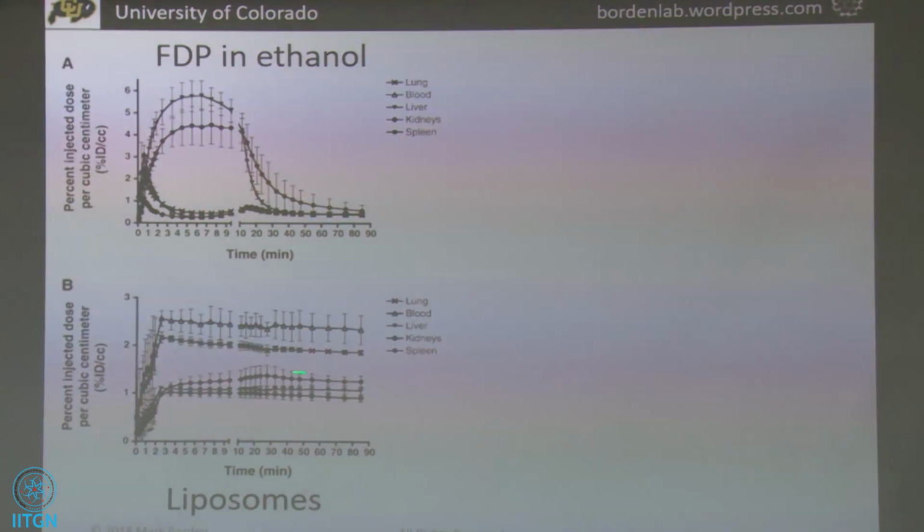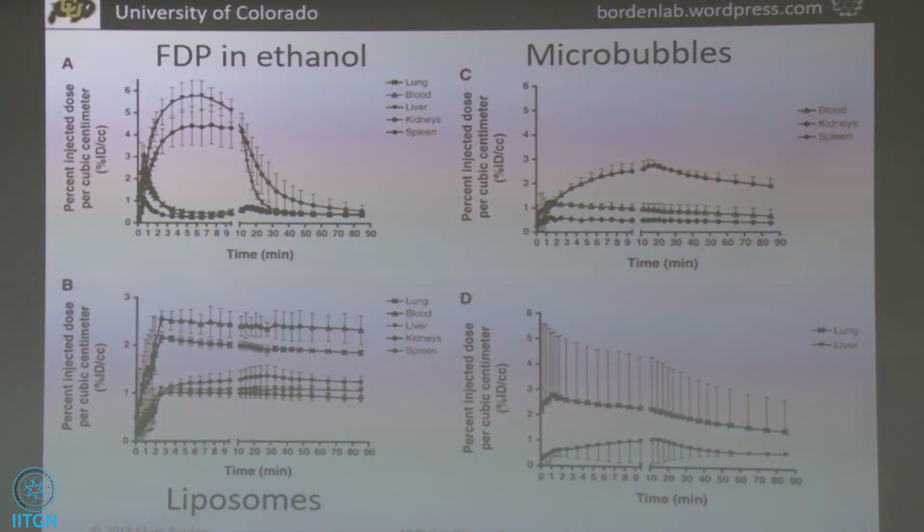And also in these other organs: liver, kidneys, spleen. So here's microbubbles. This is looking at the blood, kidneys, and spleen. They're injected, and you see them initially in the blood, and then you see that decay rapidly over time.